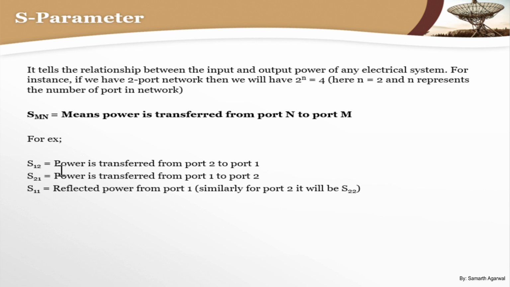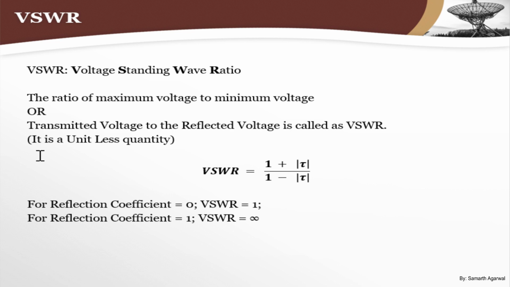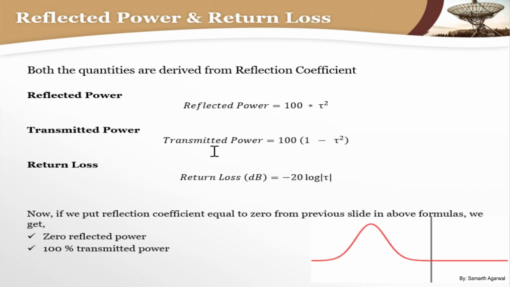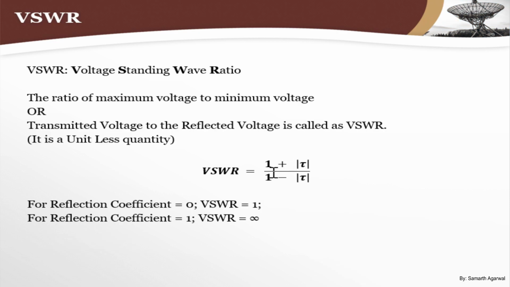So let's talk about the VSWR, that is voltage standing wave ratio. It is nothing but the ratio of maximum voltage to minimum voltage, and it is a unitless quantity. Since it is a voltage, we take the return loss as minus 20 on the scale. The formula of the VSWR is 1 plus mod of tau divided by 1 minus mod of tau. Here tau is nothing but the reflection coefficient.